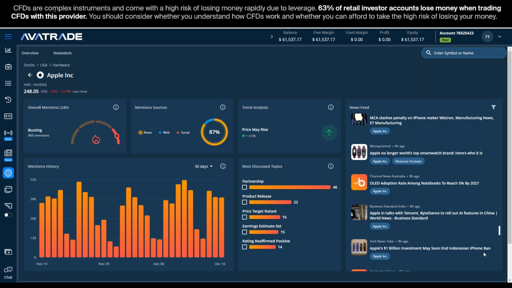Ending an iPhone ban sounds like good news, right? You can click and read that whole article and see what the expectation is on that ban potentially being lifted out of Indonesia.